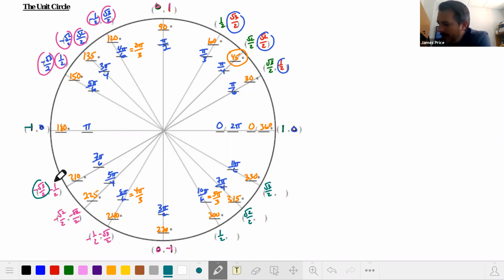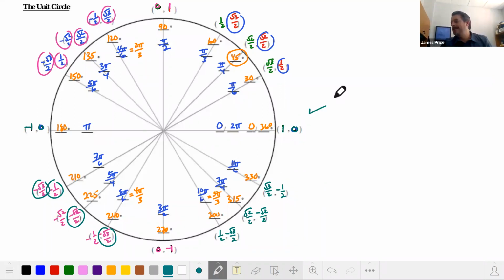But the outputs remain exactly the same. So this negative root 3 over 2 is still negative root 3 over 2 because you're in that fourth quadrant there and the outputs are negative. Negative root 2 over 2 is still negative root 2 over 2. And finally, negative 1/2 remains negative 1/2. And you can even see here, 0 becomes negative 0, which is just 0. And that's how we fill out the unit circle.